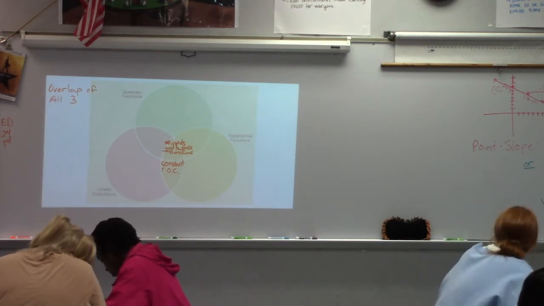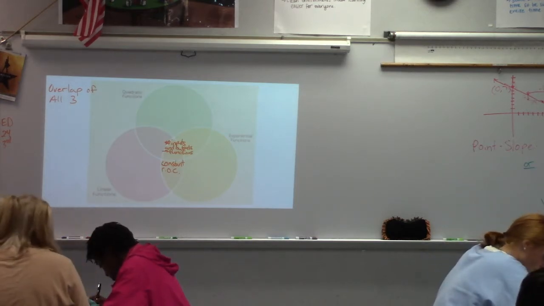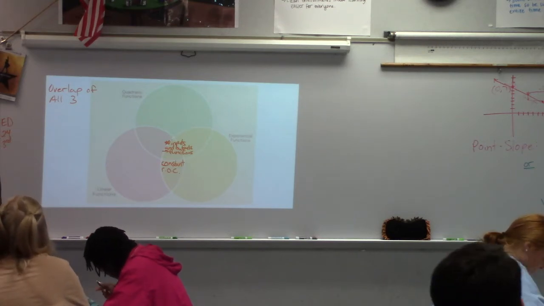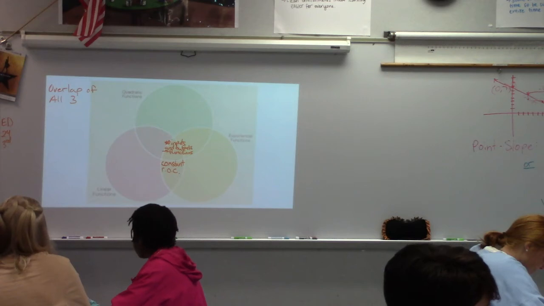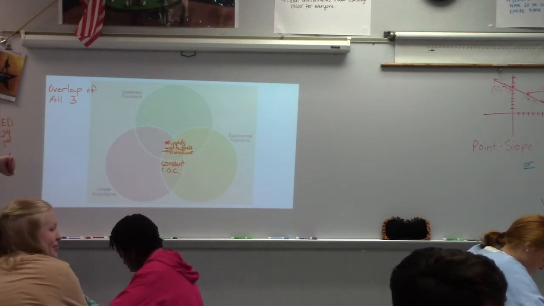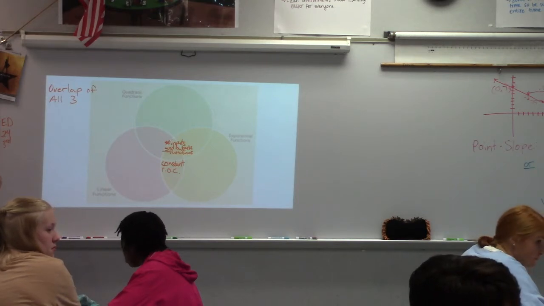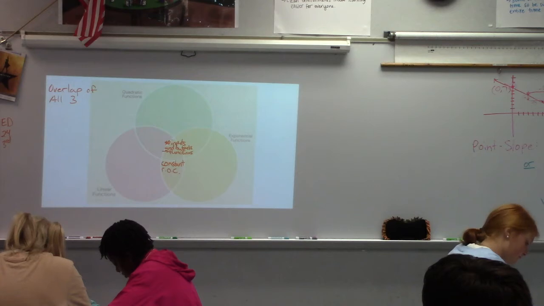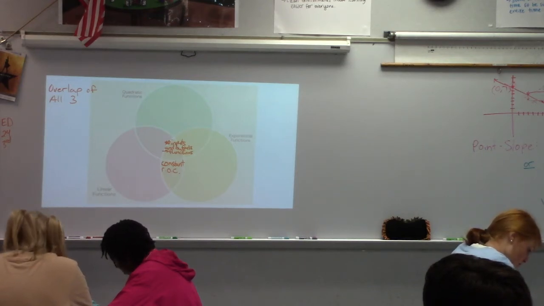Anybody have another overlap for all three, though? I saw at least one other person in class already that had a good overlap for all three. Madison, is that hand raised? Yeah, it can be graphed. Okay, they can be graphed, right? All three can be graphed. That should open it up to two more things.